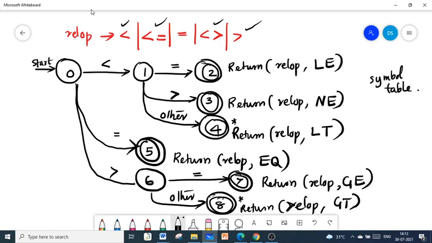So this is the transition diagram for the regular definition. Relop gives less than or equal to, not equal to, and equal to.